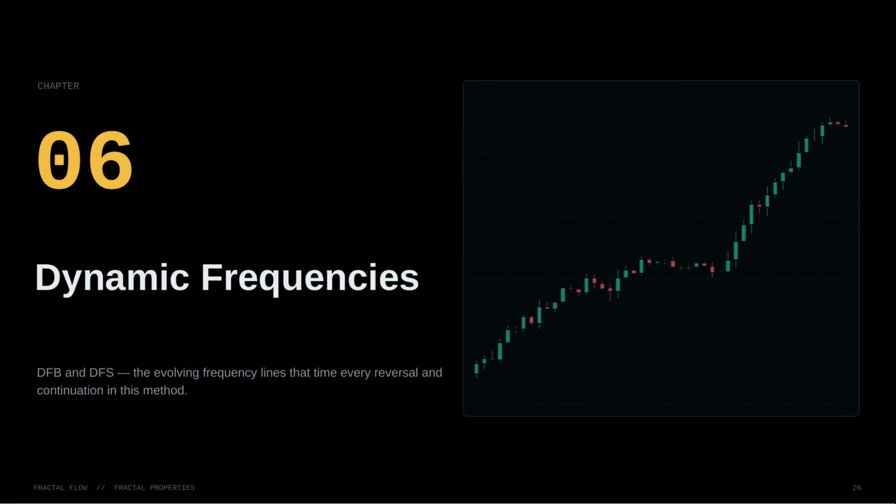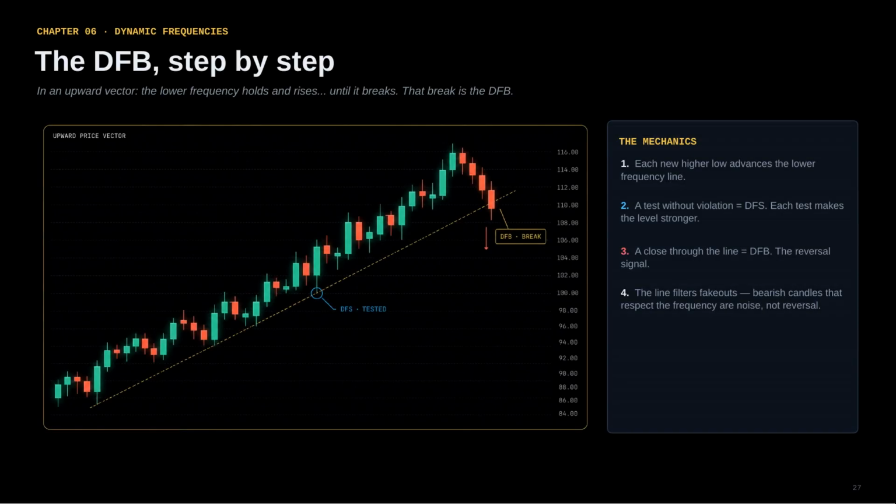Chapter 6. Frequencies evolve as new candles print. And the way they break or hold gives this method its two signature signals: the dynamic frequency breakout and the dynamic frequency stop. Walk it with me on an upward vector. Place a line at the candle's low, its support for the next candle. Price makes a higher low, so the dynamic frequency advances to the new low. Then a candle tests the line without violating it.